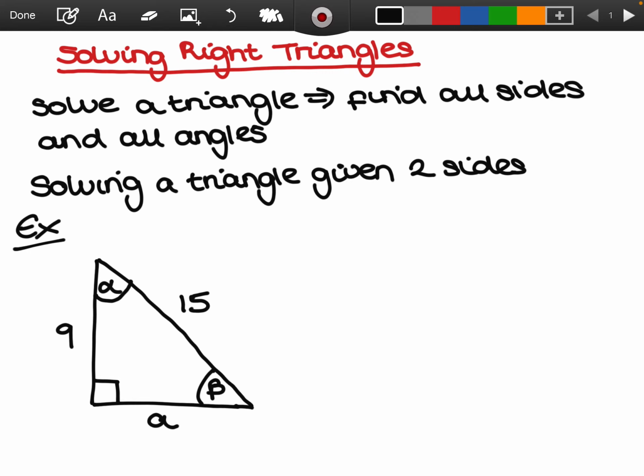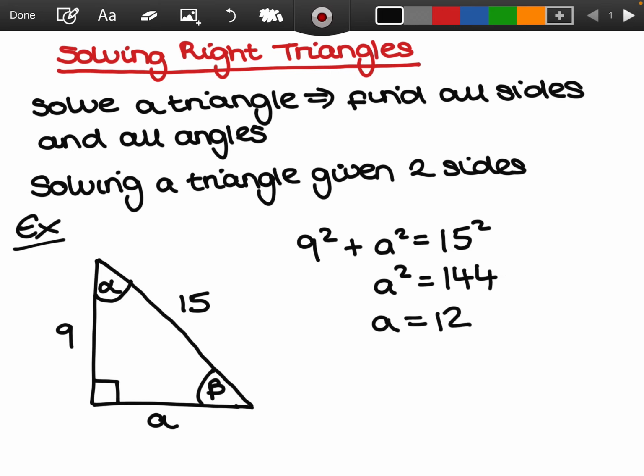Okay, so opposite alpha, I'm going to have side A. A is easy to find using Pythagoras, so you're just going to do 9 squared plus A squared is equal to 15 squared. That gives me A squared would be 225 minus 81, which would be 144, which means that A is equal to 12. We're only dealing with positives here because we are looking at lengths. Okay. So that tells me that A is equal to 12.